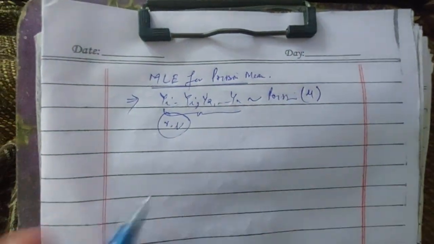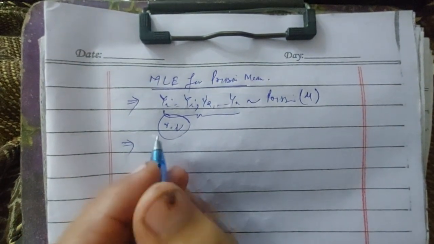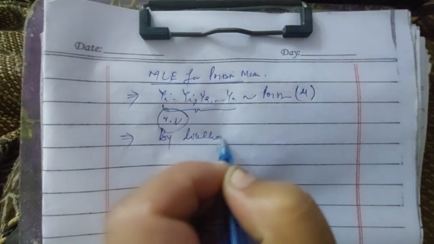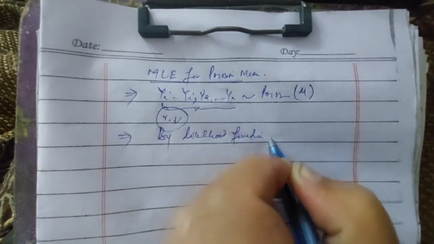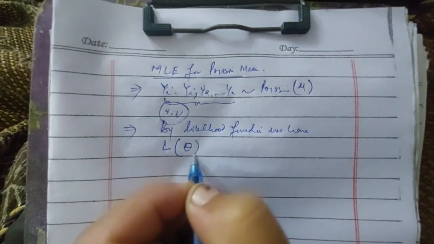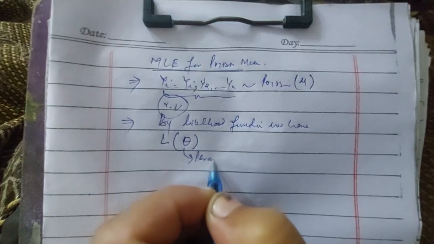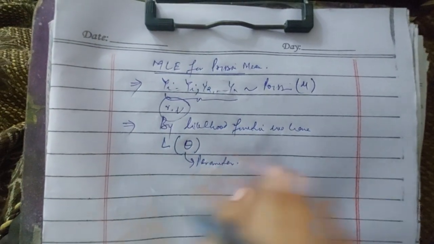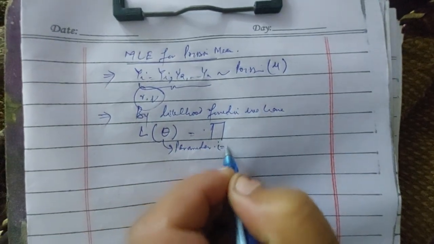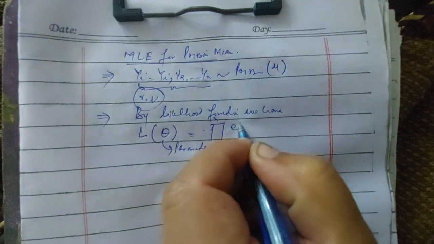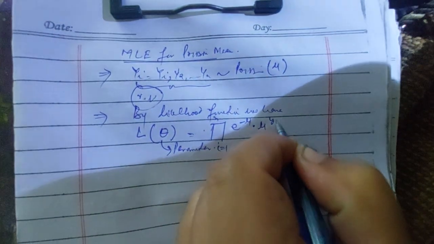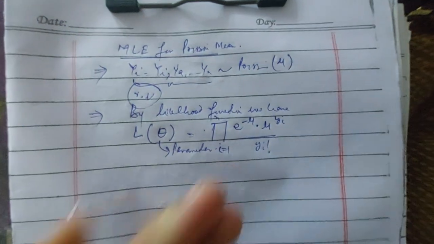So by the likelihood function, we have capital L of theta, where theta is the parameter that we are interested in. So it is equal to the multiplication for i is equal to 1 up to n of e raised to the power minus mu, mu raised to the power yi, divided by yi factorial.